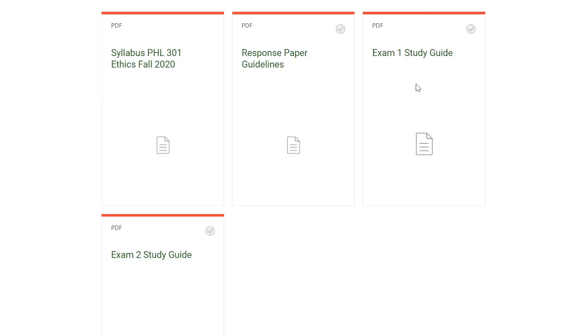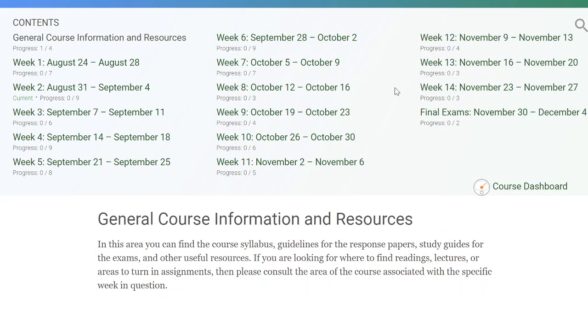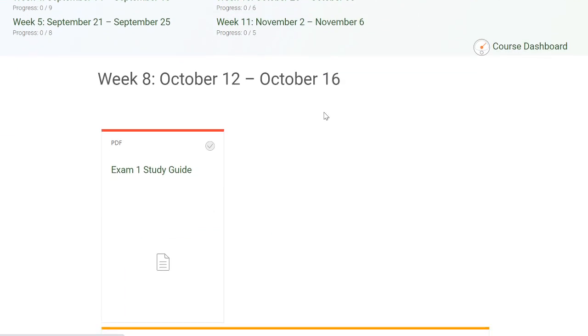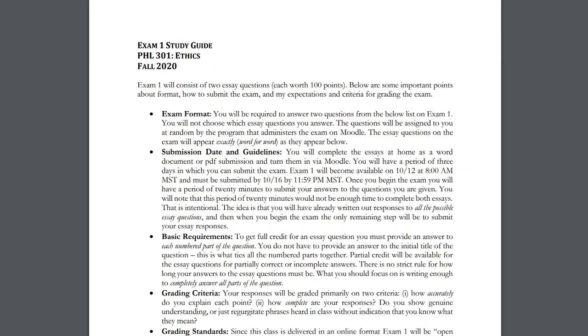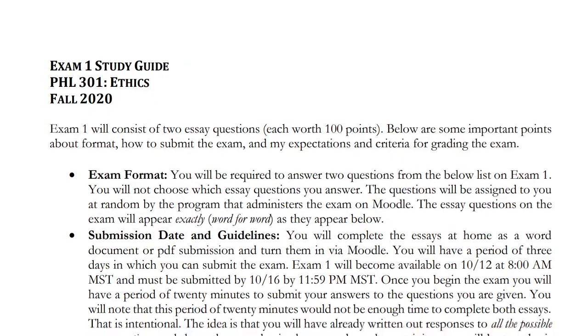Actually, before I do that, there's two places you can find the study guide. One is right here in the general resources and course information area. But you can also find the study guide in the particular week in which the exam occurs. I think exam 1's in week 8, I believe. And it looks like I'm correct. And here's the exam 1 study guide as well. Okay, so let's open it up and let's go over the basic points I want to make about the exams.